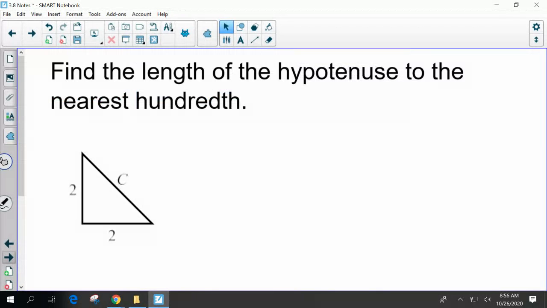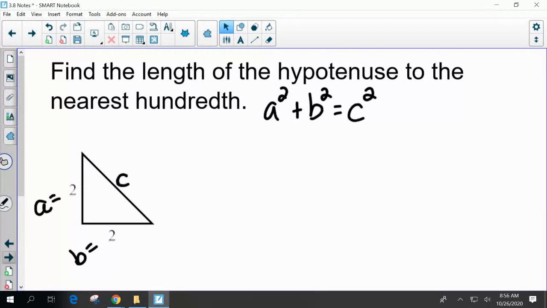All right, so we're going to find the length of the hypotenuse to the nearest hundredth. So c is your hypotenuse. We're going to plug that into our Pythagorean theorem. We could call this a and this b, but they're interchangeable. You don't have to have one specific side of the triangle be A or B, but C is not interchangeable.